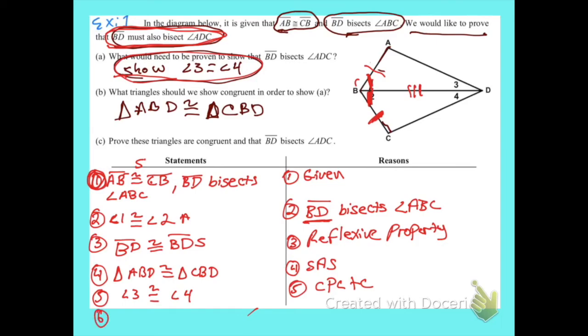So 6, BD bisects angle ADC. And what's the reason? Well, the statement before it, 5: angle 3 is congruent to angle 4. Done.